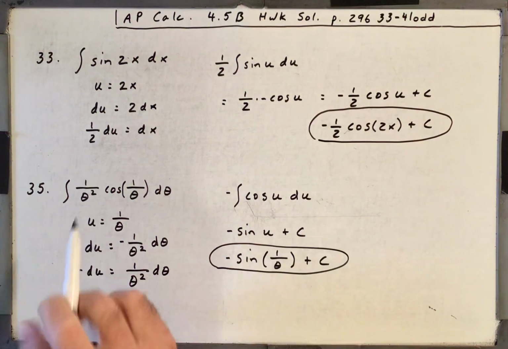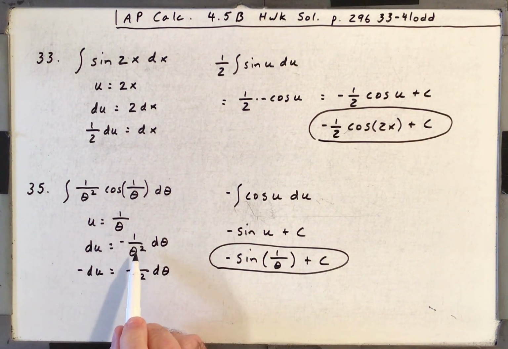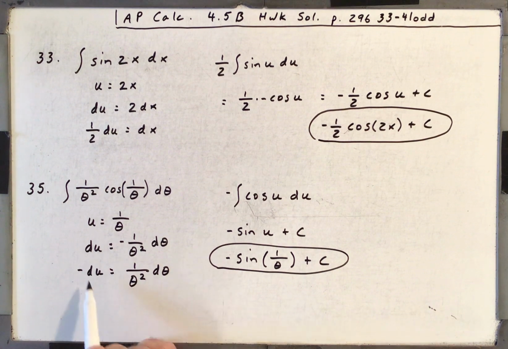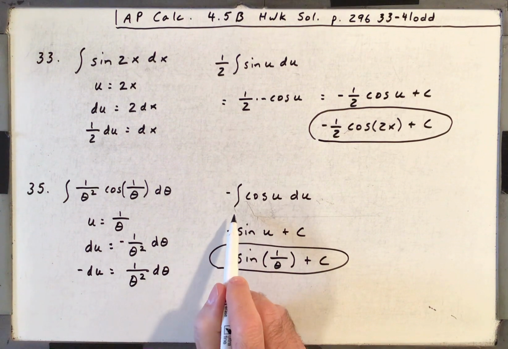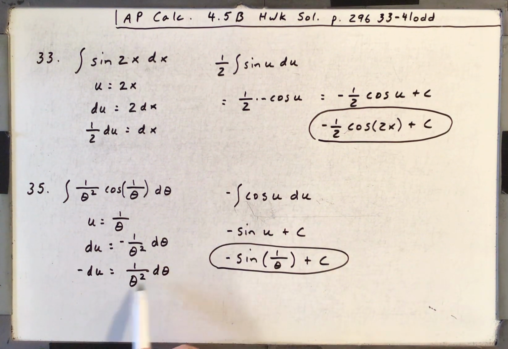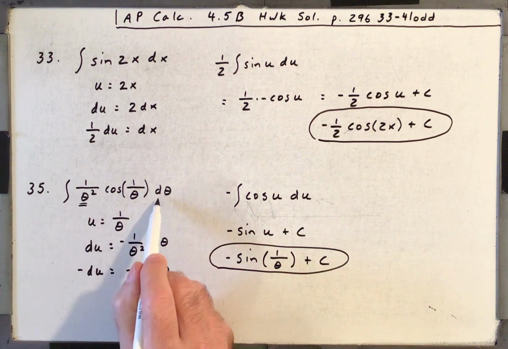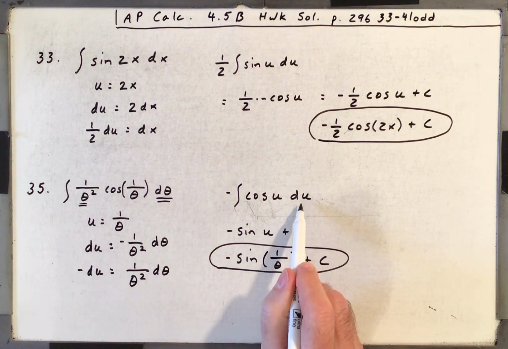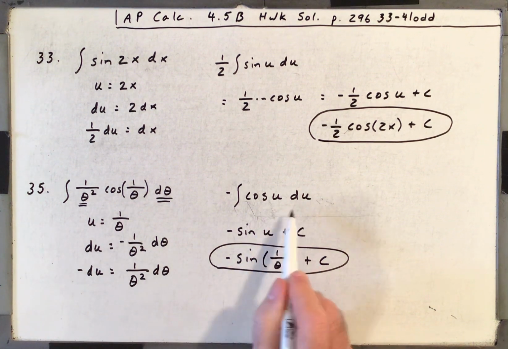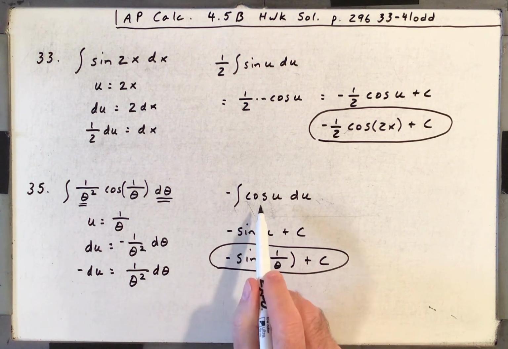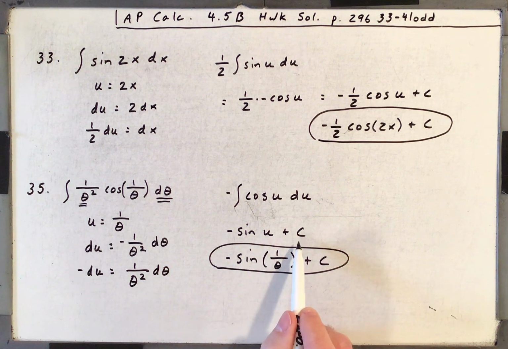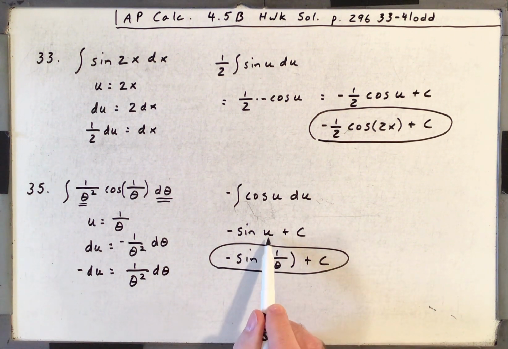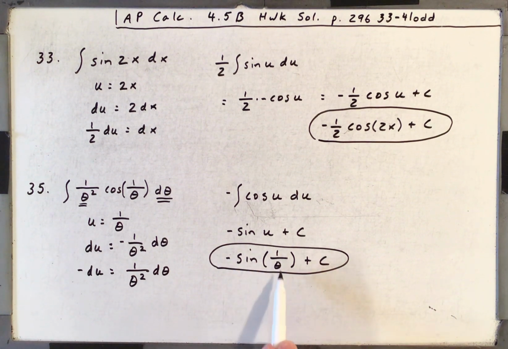But I needed it to be positive 1 over theta squared, so I multiplied both sides by negative 1. All right, and then that got what I needed. So that negative I have to bring out in front of the substitution integral. So we know that 1 over theta squared d theta, this part and this part, that's du. And then cosine u. So they're the same thing. The antiderivative of cosine is sine. But I've got that minus out front, so it'd be minus sine u plus c. Substituting 1 over theta back in for u, I'd have minus sine 1 over theta plus c.